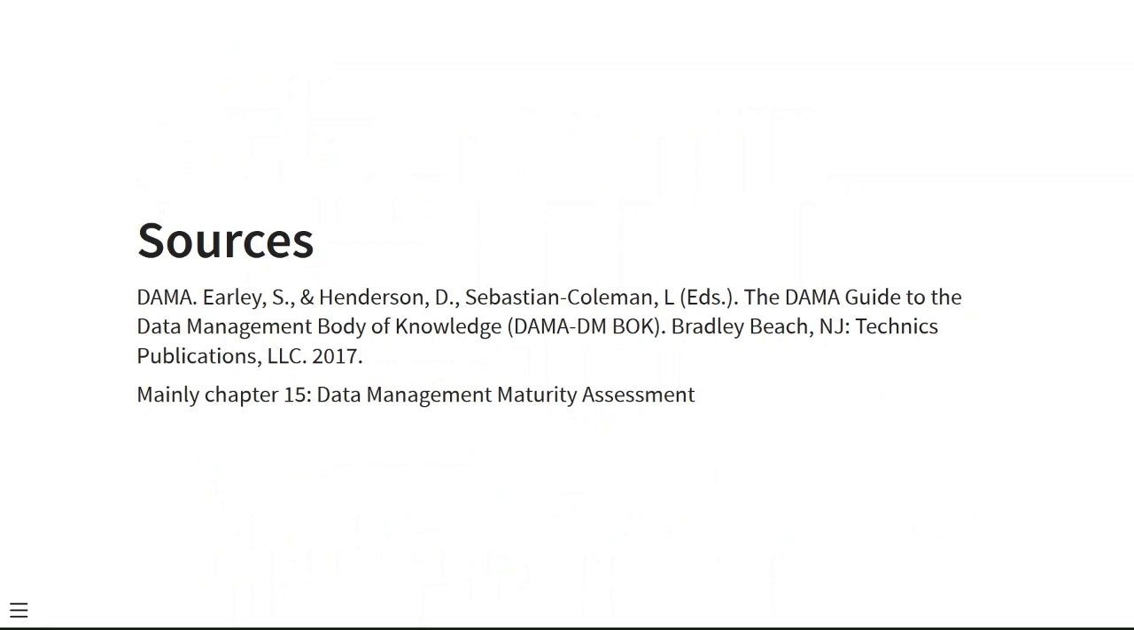The source for this lecture was the Data Management Association's Data Management Body of Knowledge, Chapter 15, Data Management Maturity Assessment.